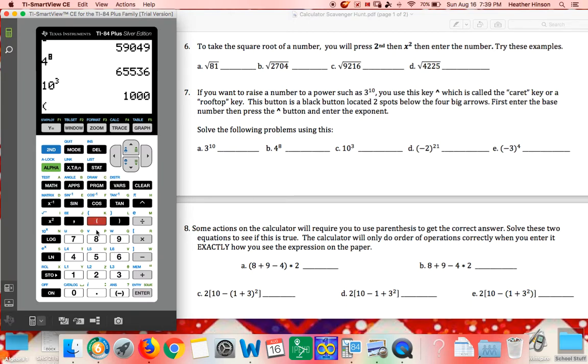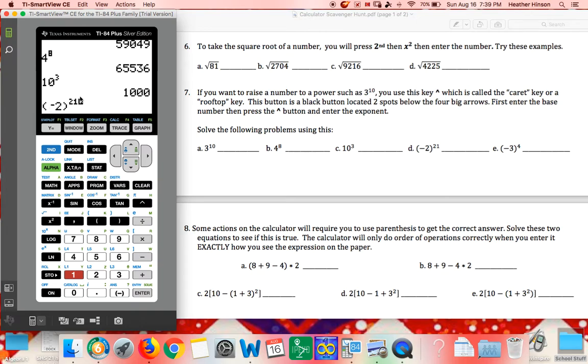So open your parentheses, put in your -2, negative because it's the first symbol. It's only minus if it's in the middle. This is the first symbol in the parentheses. So -2, close your parentheses, hit your rooftop, and 21. Make sure it looks exactly like your paper. Open parenthesis, -2, close parenthesis, 21.